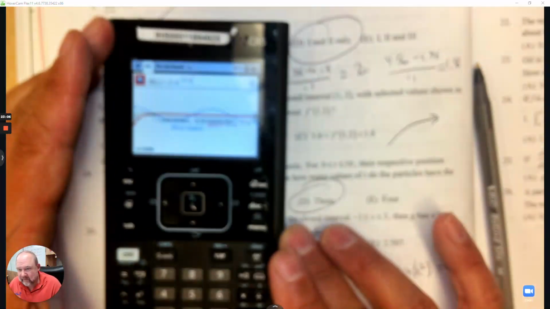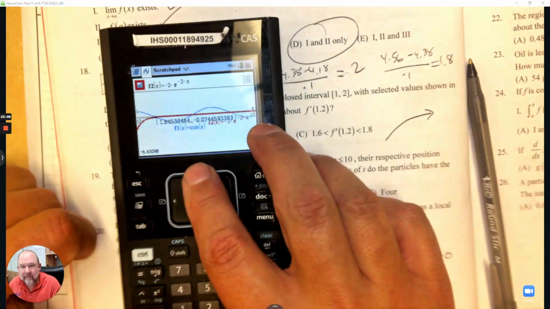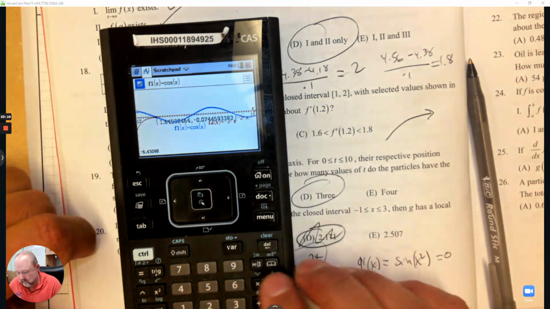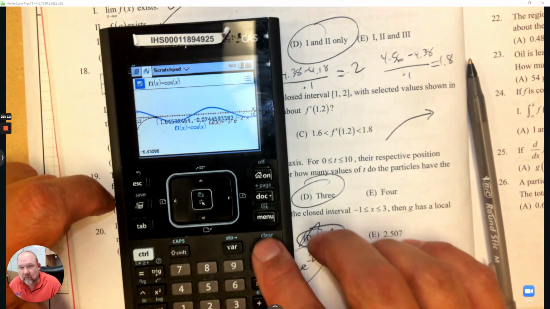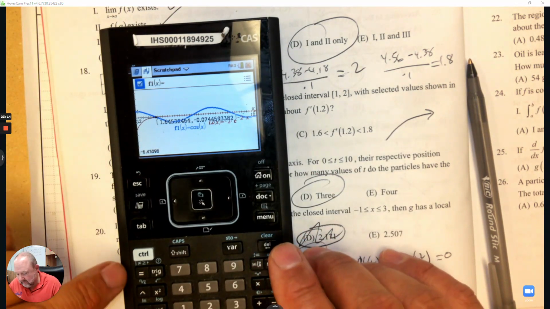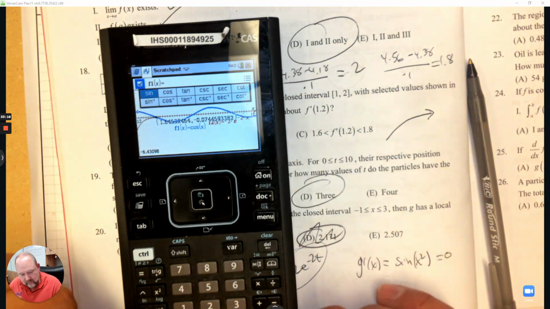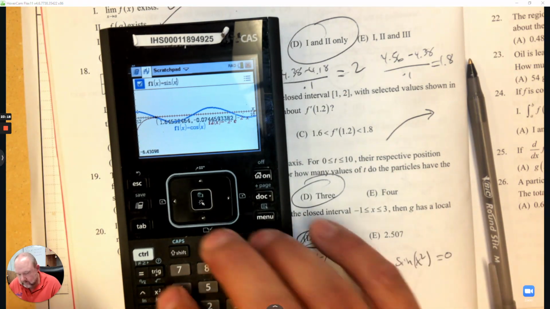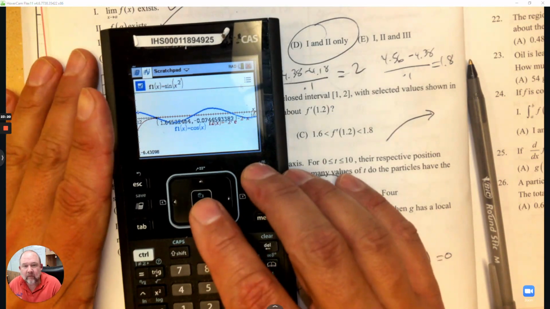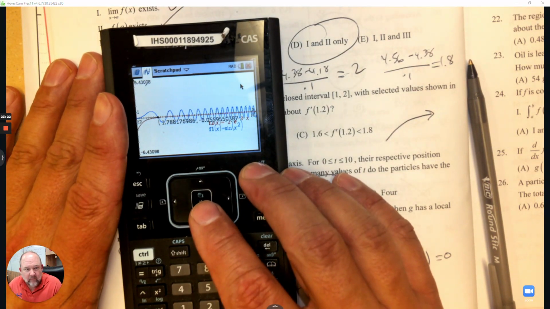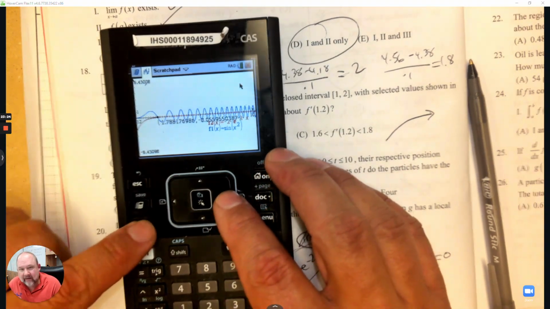So again, I'm going to graph that sine x squared. So tab. I'm going to erase this and then type in sine x squared. I'm going to get rid of the second one.